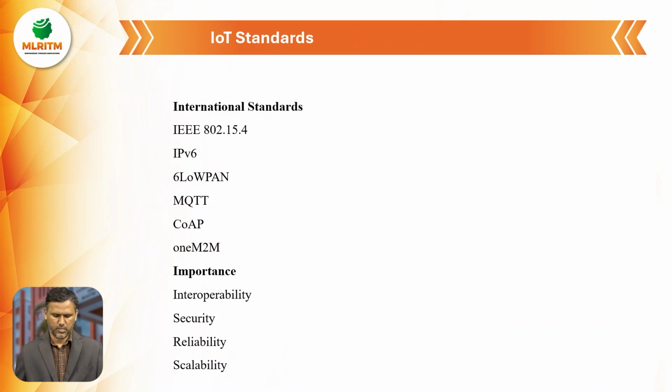So IoT standards, you can observe here, are international standards like IEEE 802.15.4, IPv6, 6LoWPAN, MQTT, CoAP, and oneM2M. The importance of these is interoperability, security, reliability, and scalability. These are the IoT standards.